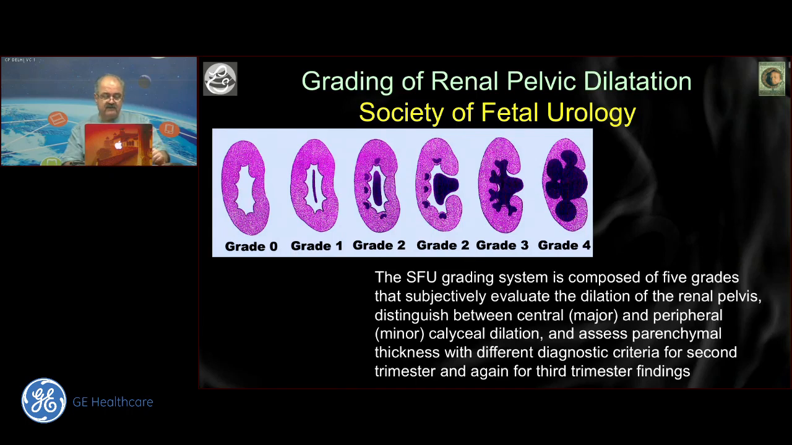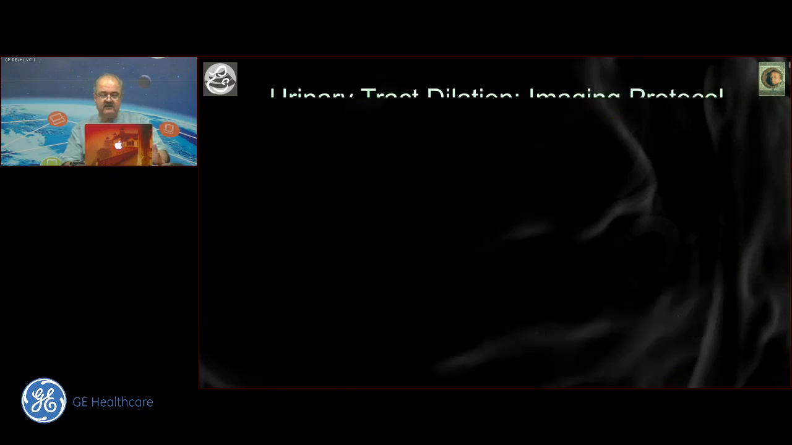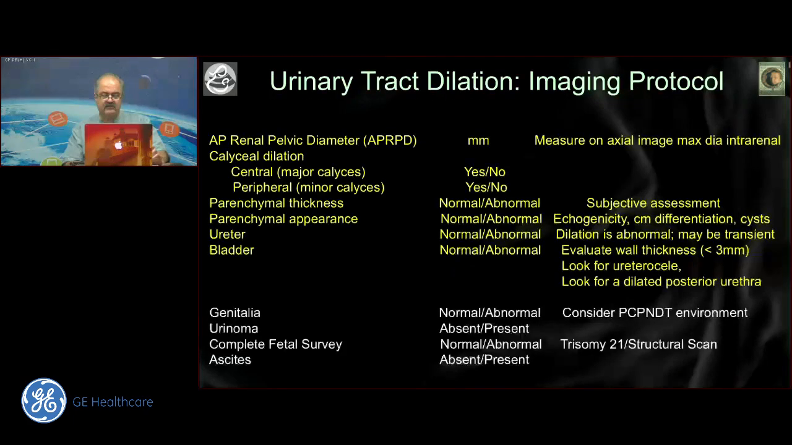But what we moved on to is this, which is a nice imaging protocol that comes in through that, and then all the measurements. And we will discuss measurements shortly. But essentially what we do is that we focus on and measure when dilated the AP diameter of the renal pelvis. We look to see whether there is dilatation of the central or the peripheral calyces. We look at parenchymal thickness. We look at the appearance of the parenchyma. This is all subjective. We look for dilatation of the ureter or over-distension of the bladder.